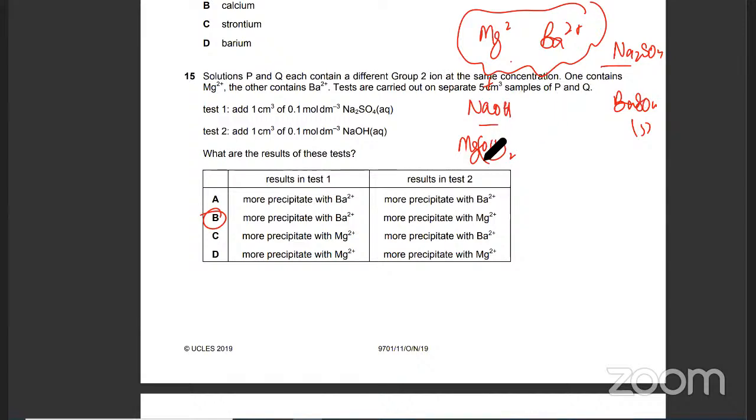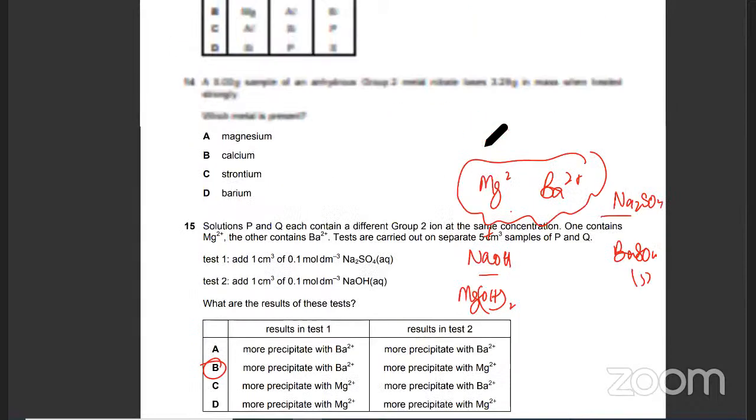And in the other one, the precipitate is being formed by magnesium, because barium hydroxide is soluble. So it's going to be B.